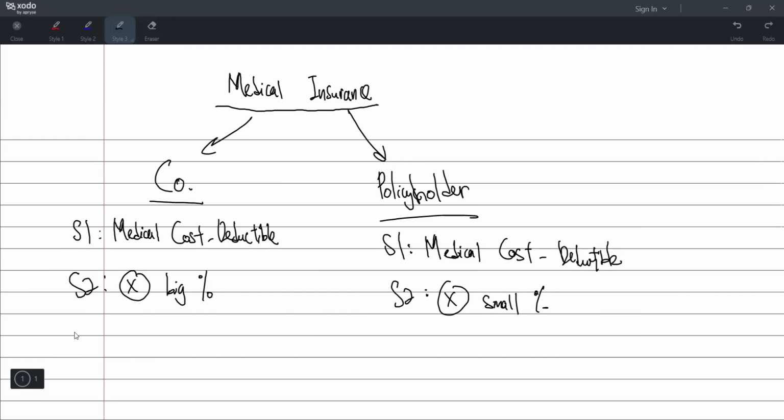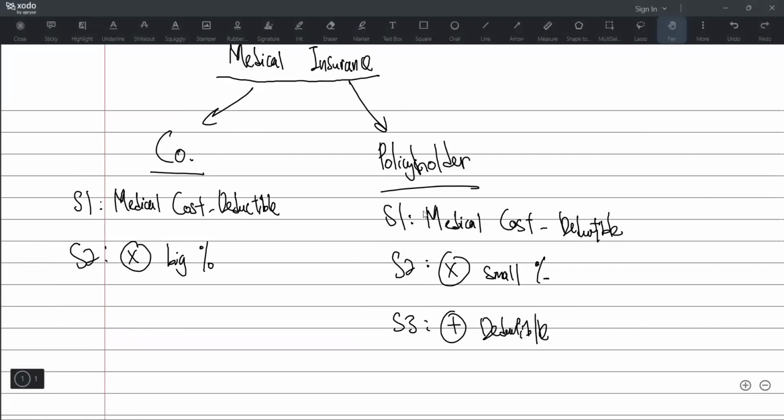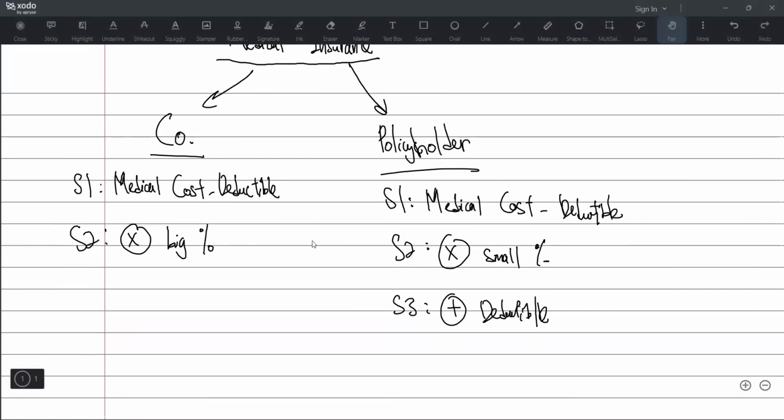For step 3, actually there's no step 3 for the company. But for the policy holder there's step 3. After you multiply with the small percent, take the answer plus the deductible, because the deductible is the amount that you have to pay yourself. Alright, that's the whole gist of it.